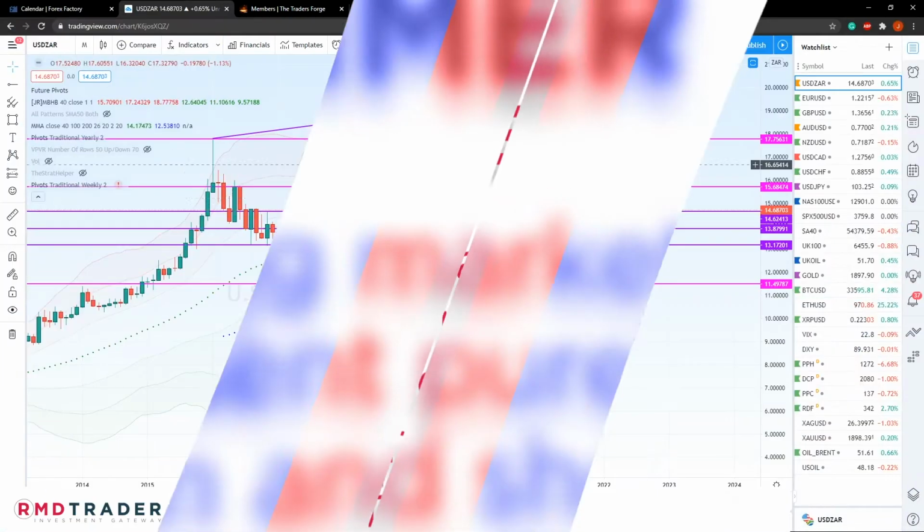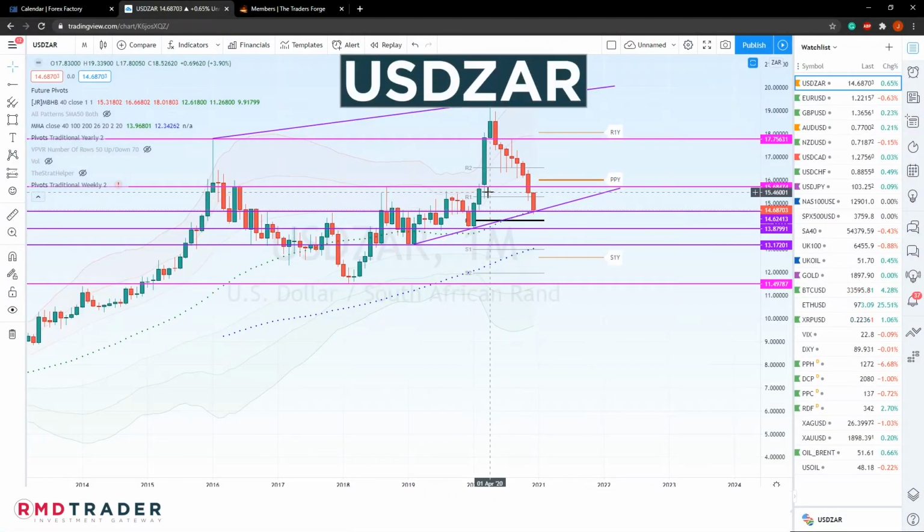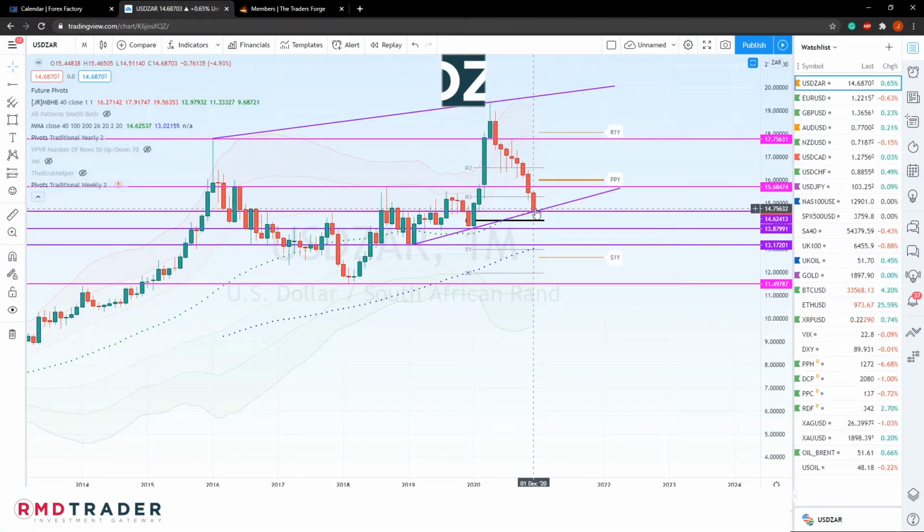We are once again starting by looking at the US dollar to South African rand. The rand roundabout went back to where it started the year, that being 2020. And looking at these red months, we can see that we now had 8 red months in a row.